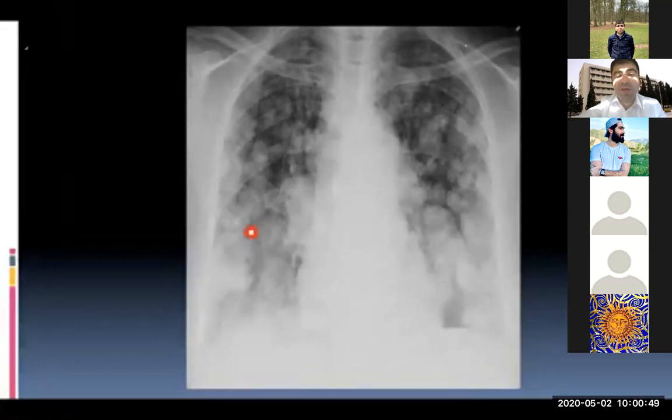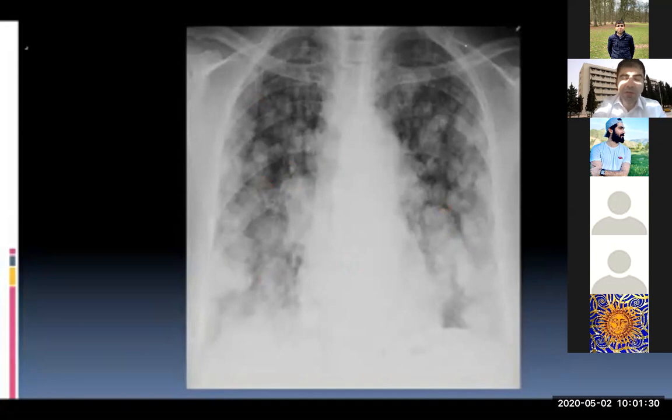So regarding this chest X-ray, the only finding here is the multiple opacities or multiple masses in both lung fields. So this is a case of cannonball appearance. So this is a case of cannonball appearance.